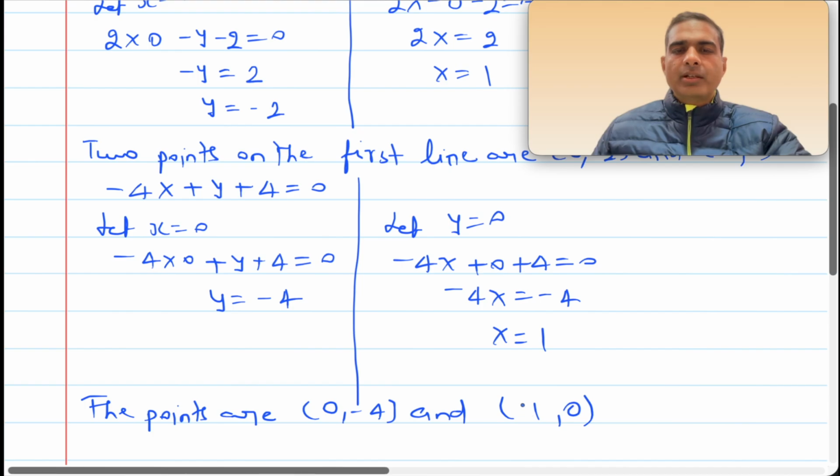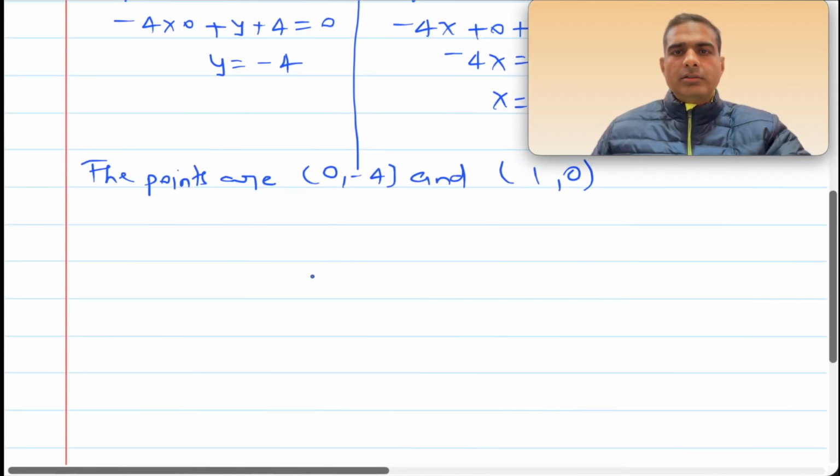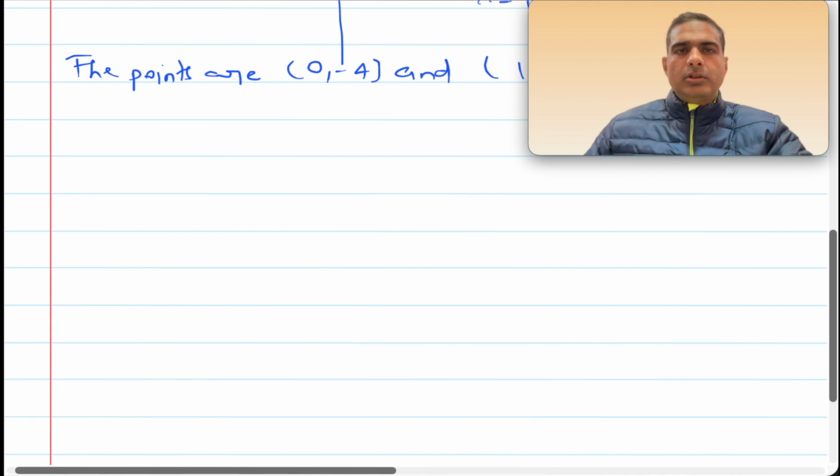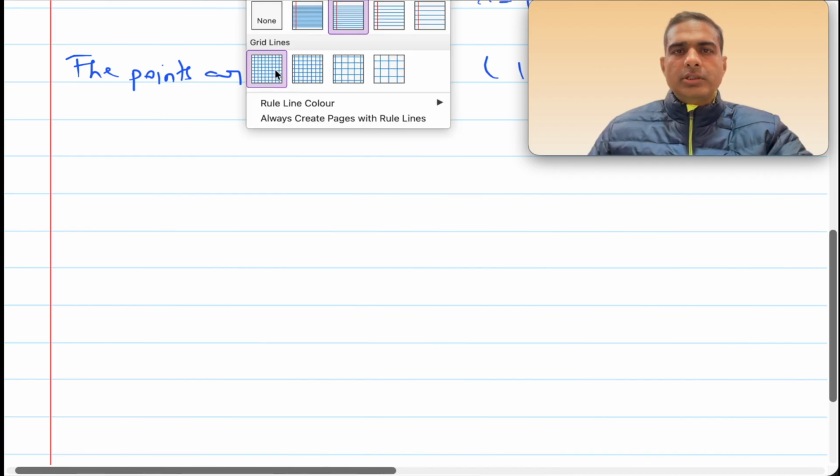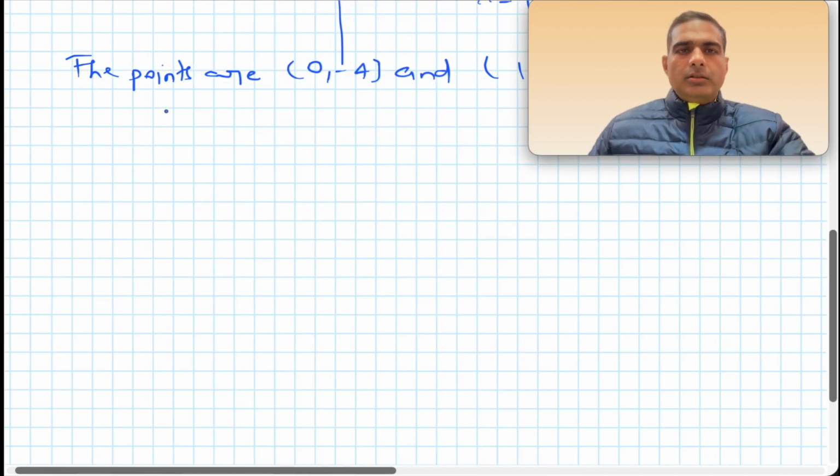Now we have to plot these points on the Cartesian plane, and then we will join these points to get the requisite graph. So let's try to draw the graph. So for that, let me choose the graph paper, and then we will be drawing the x and y axis here. So let's draw the x and y axis.